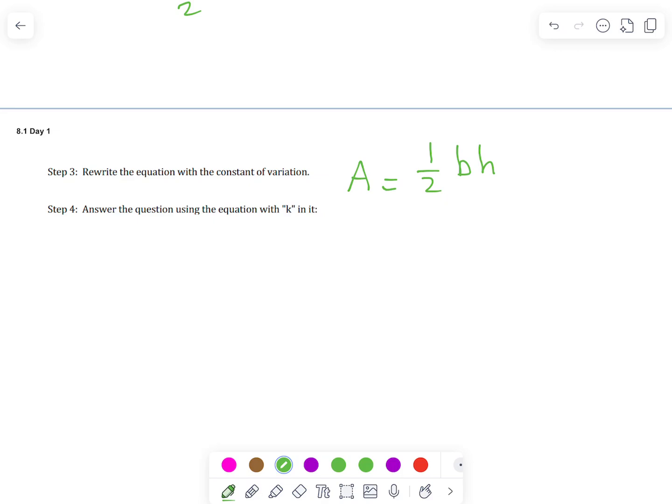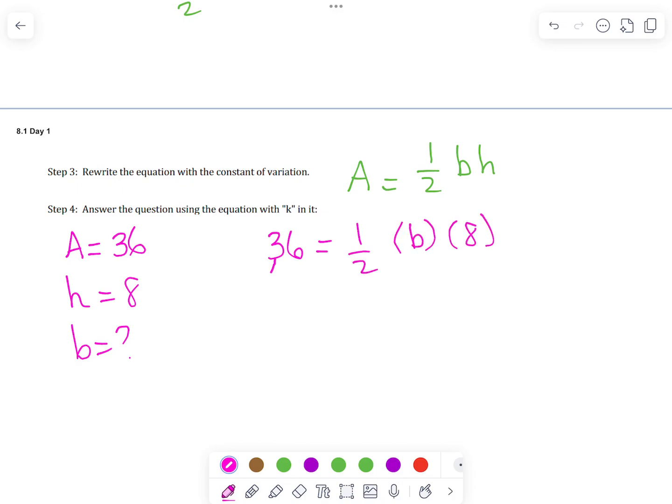And now we're going to go ahead and answer the question. So we're giving you the A is 36, the H is 8, and the b is unknown. So we substitute 36, 1/2, b, and then h is 8. And now we solve for b. So I'm going to, on the right side, say 1/2 times 8 is 4. And then divide both sides by 4. And we get the base to be 9.